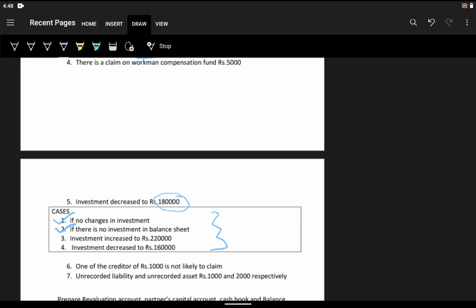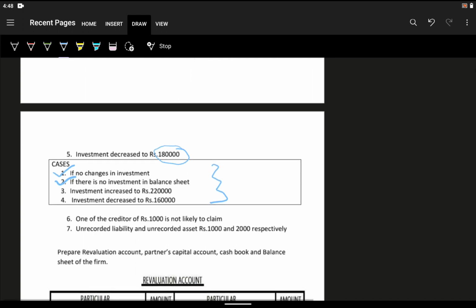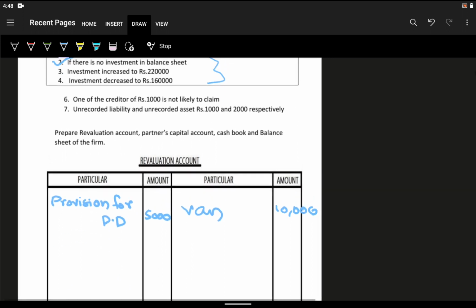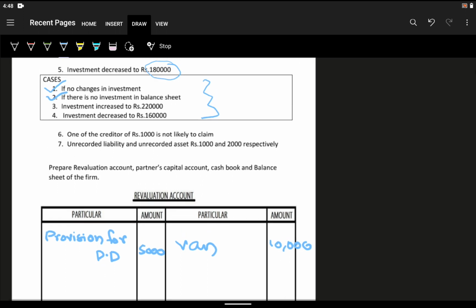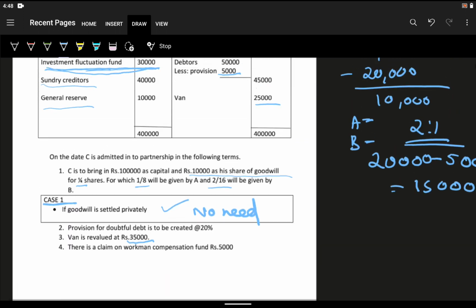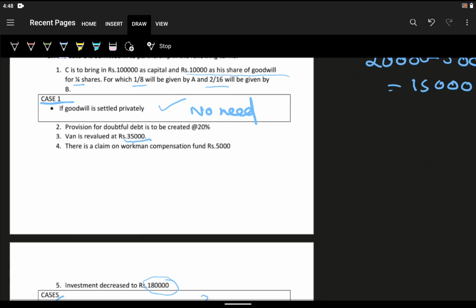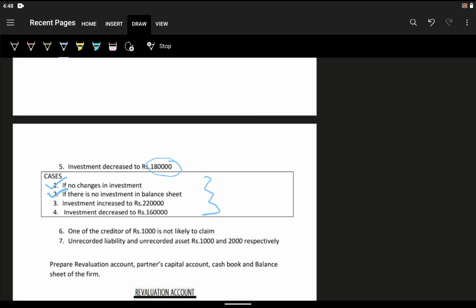Then that extra 20,000 we will adjust through revaluation account. That 20,000 is increased, right? So we will write in profit side of revaluation account, and the investment fluctuation fund, that 30,000 completely will distribute to all the partners in their profit sharing ratio. If it increased, okay, that is the third case.